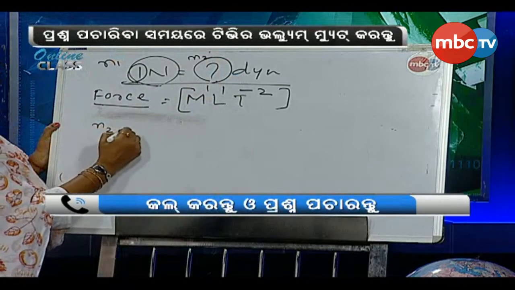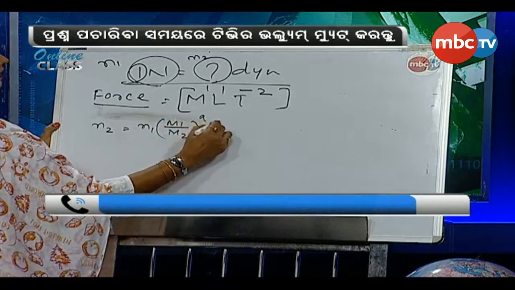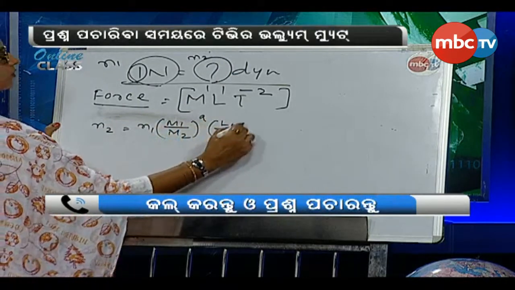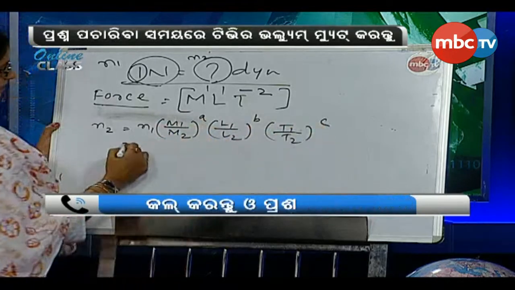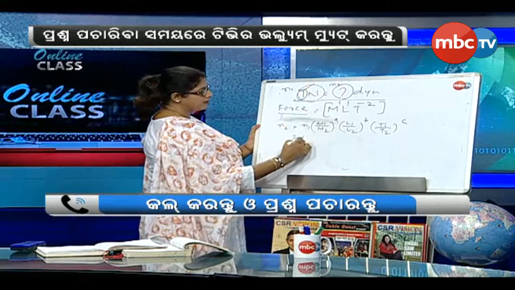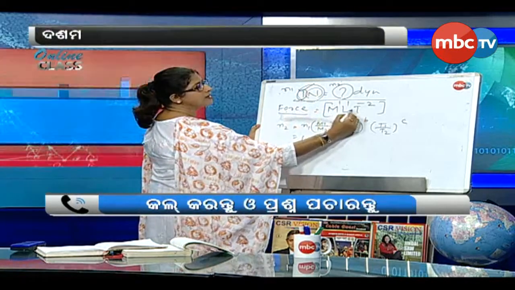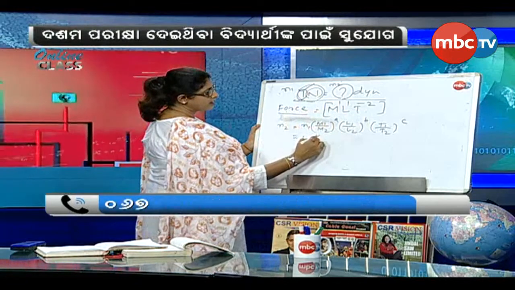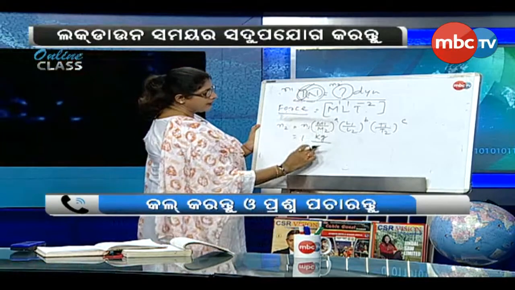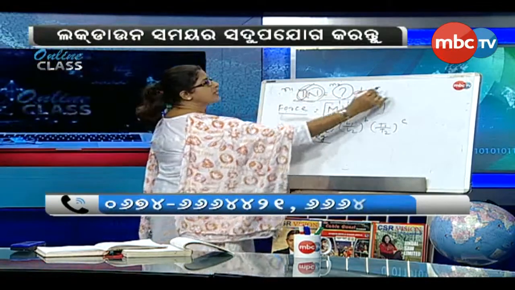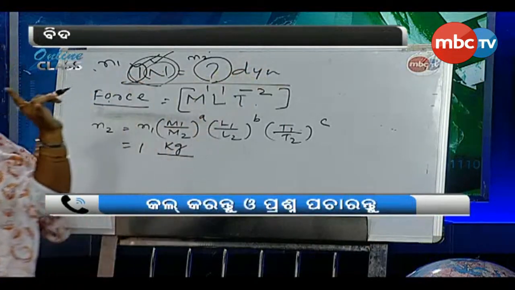So N2 is equal to N1, M1 upon M2 raised to A, L1 upon L2 raised to B, T1 upon T2 raised to C. N1 is how much? It's 1. Mass is how much? Newton is kg meter per second square. So it's in kg. Yes or no? Then Newton is the SI unit. Clear? Newton is the SI unit. Dyne is the CGS unit of force.